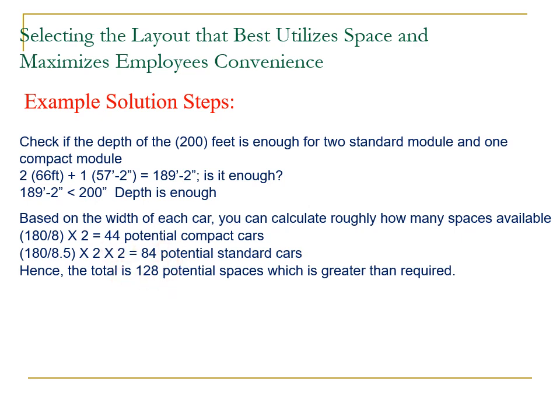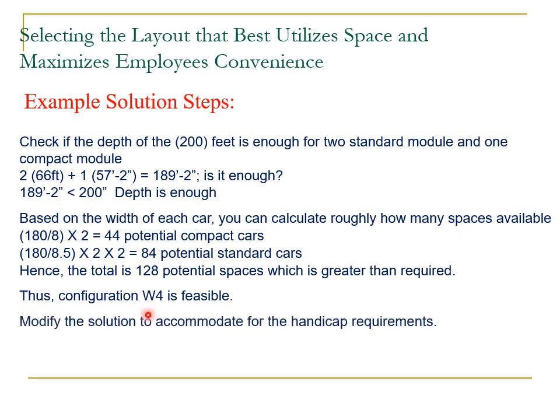And this number 128, this is the initial plan, but when we include the cross aisles, when we include the entrance and exit of the parking spaces into our detailed plan, most probably we will not be able to accommodate these many cars. This is our initial plan, and we need to make the final design. Okay, but here we say that this configuration 4 is currently feasible.